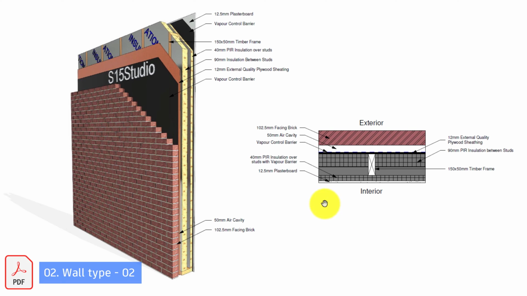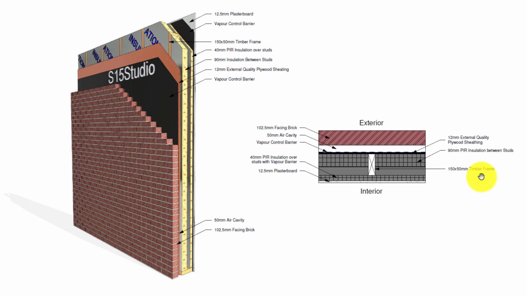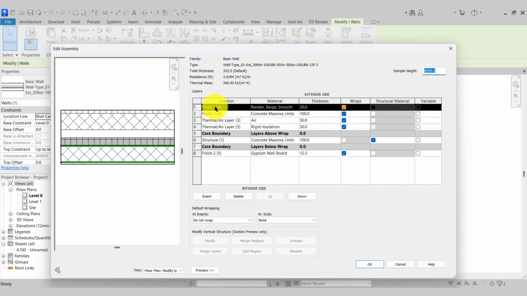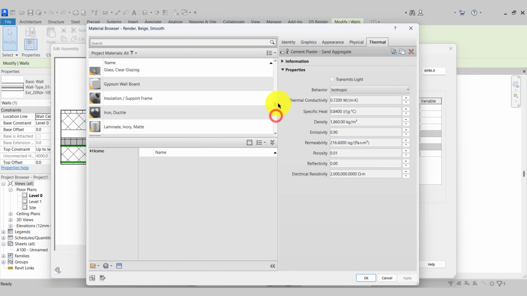Referring to the PDF, from the external side, we have a 102.5mm brick cavity vapor control barrier, 12mm plywood sheathing. Then we have a 150 by 50mm timber frame, and between the studs we have 90mm insulation. On the outside of the studs we have 40mm insulation, and then it's closed off with a 12.5mm plasterboard. And on the left we can see how it's all built up. So starting from the exterior side this time, our function is finish 1, so that's perfect. What we need to do is change our material over to a brick. So we'll go all the way up to brick.